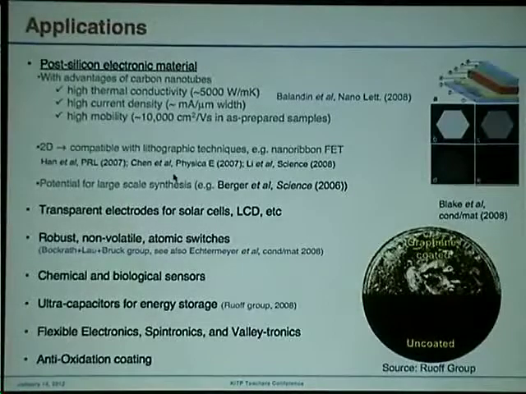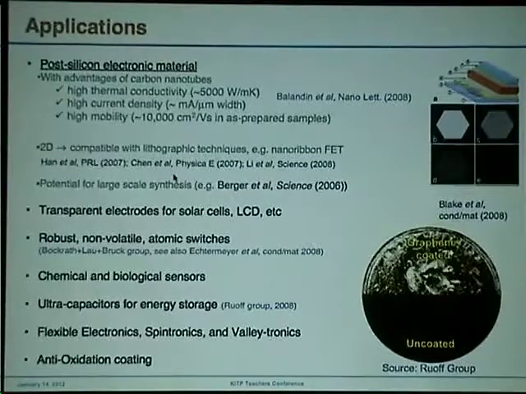But it also holds a lot of promise for post-silicon electronics. I think some of these applications are already here. For example, maybe we can replace silicon, although this is still a tall order, so people are working towards it. One really probably immediate application is for graphene to be used as transparent electrodes for touch screens, solar cells, LCD displays.